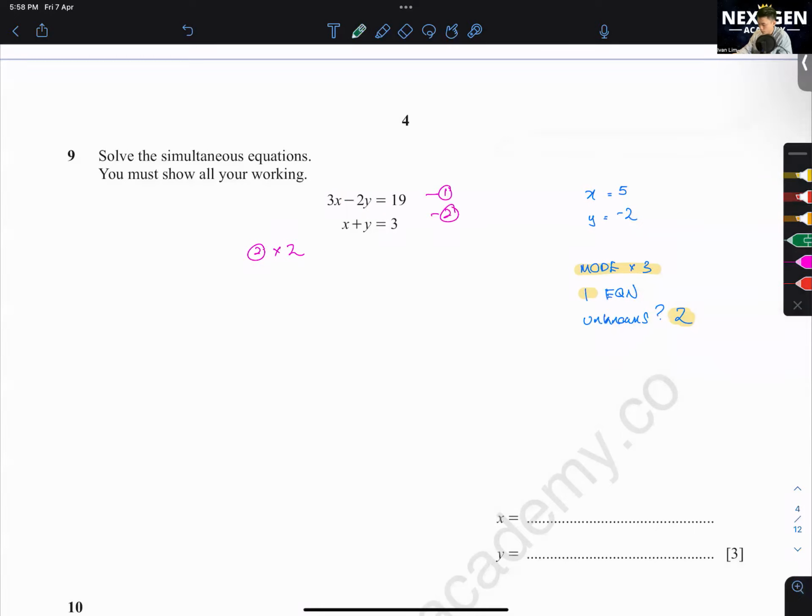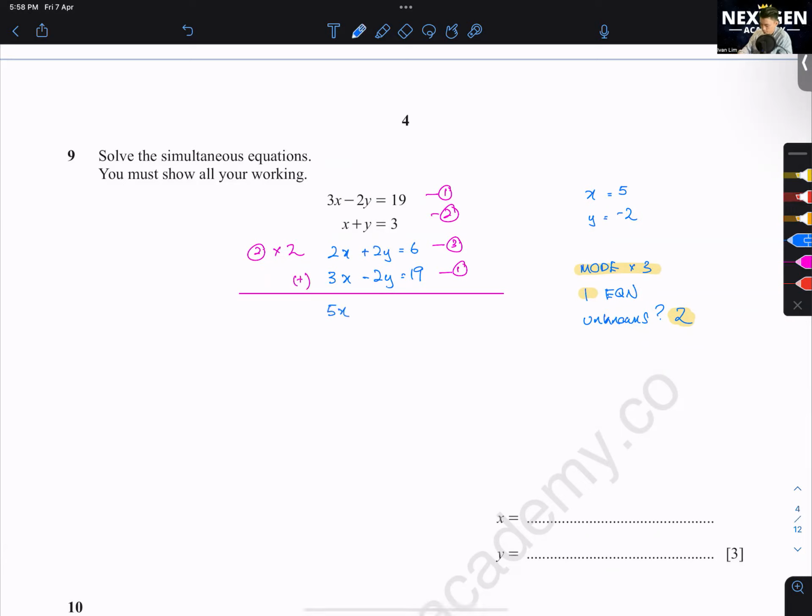Okay, so I will get over here 2x plus 2y equals 6. This I will consider as my equation 3. Then over here, let's just copy down equation 1 again: 3x minus 2y equals 19. This was equation 1. So over here, I'm going to add both equations together to eliminate the 2y.